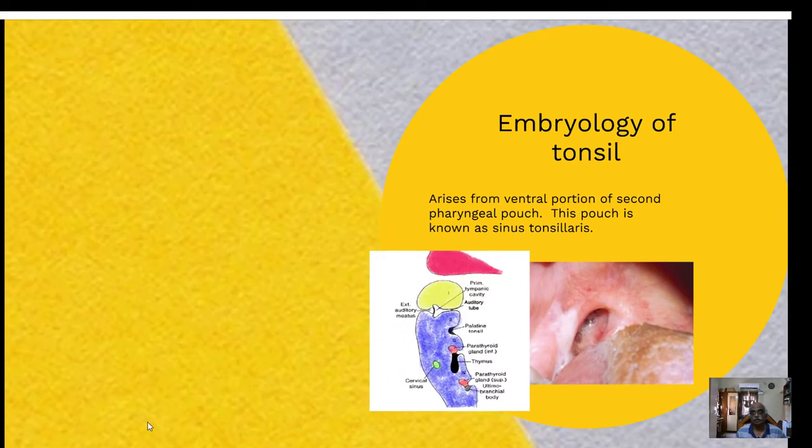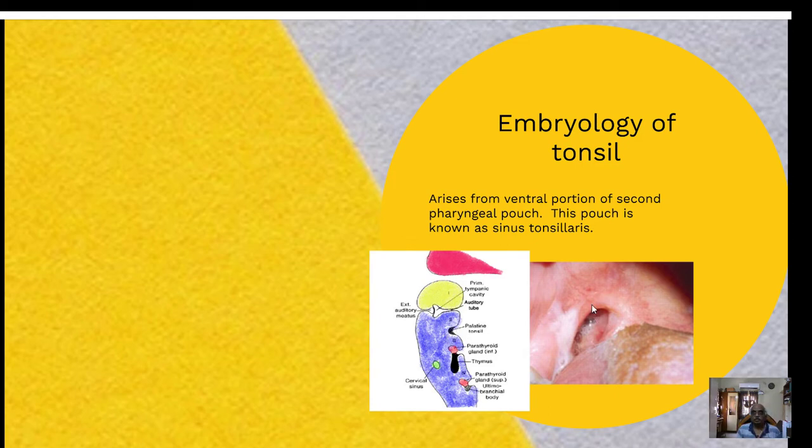Let us come to the embryology of the tonsil. The tonsil arises from the ventral portion of the second pharyngeal pouch. This pouch is also known as the sinus tonsillaris. This is the pouch, the second pouch, ventral portion, from where the palatine tonsil arises.